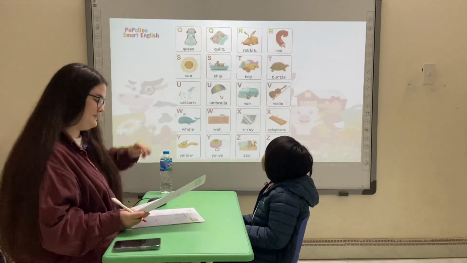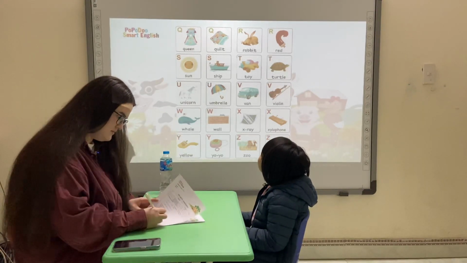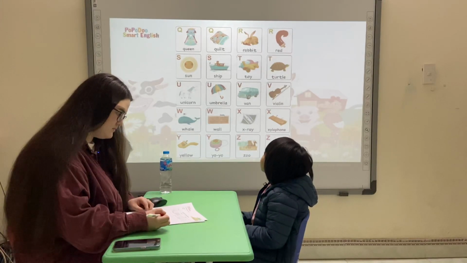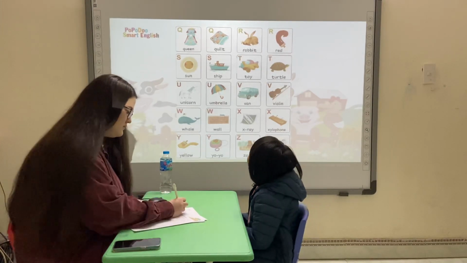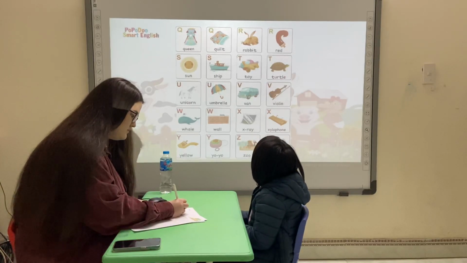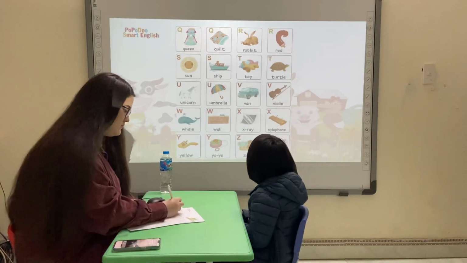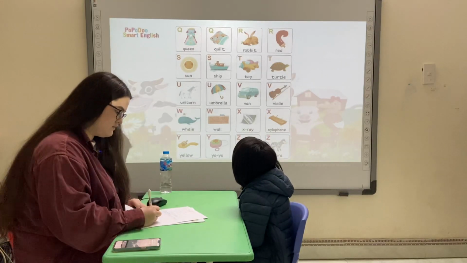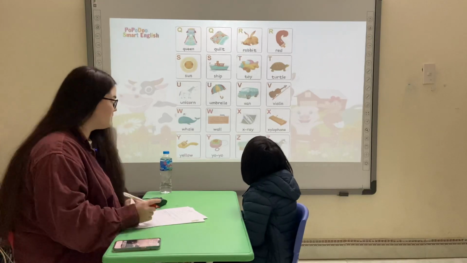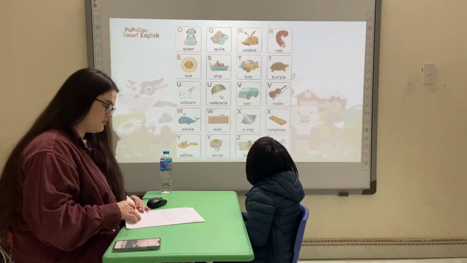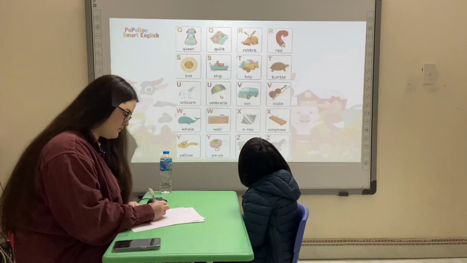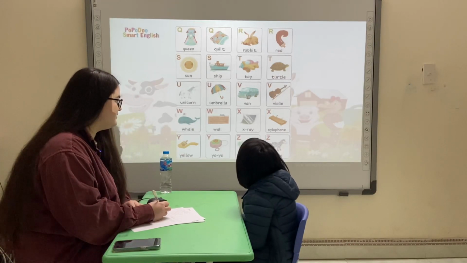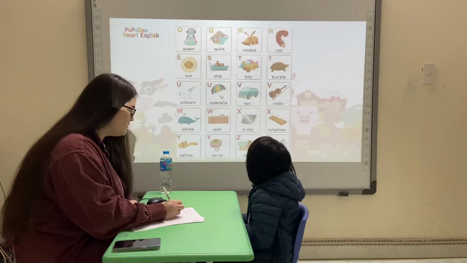Okay. What is this? It's a wind. It's a king. It's a rabbit. It's a rat. It's a sun. It's a sheep. It's a dinosaur. It's a jojo. It's a unicorn. It's an umbrella. It's a van. It's a yellow. Violin. It's a whale.